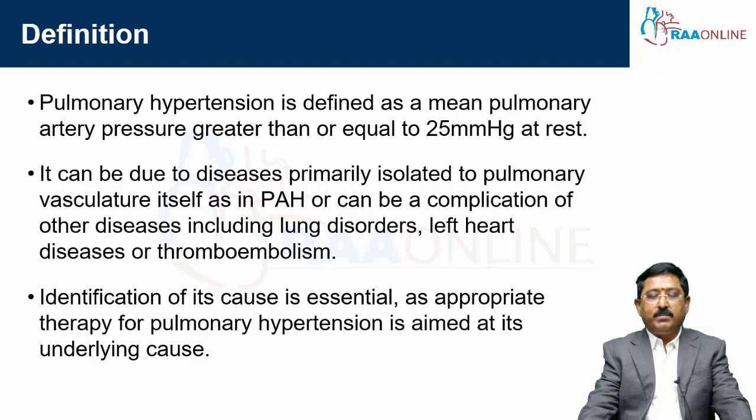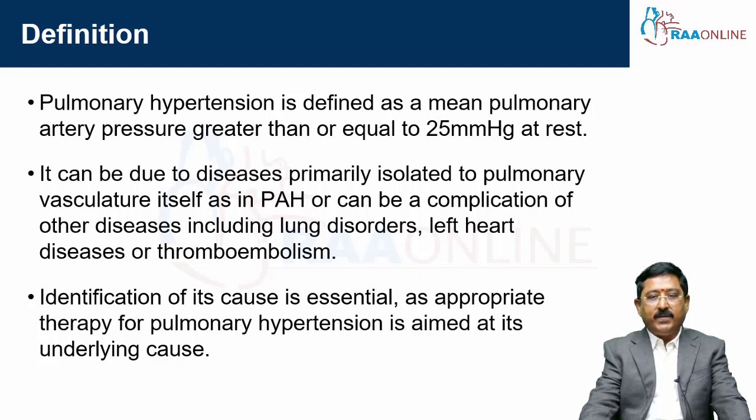What is pulmonary hypertension? Pulmonary hypertension is a disease of the small pulmonary arteries that is characterized by vascular proliferation and remodeling, resulting in a progressive increase in pulmonary vascular resistance and ultimately leading to right ventricular failure and death. So, pulmonary hypertension is a disease of the small pulmonary arteries.